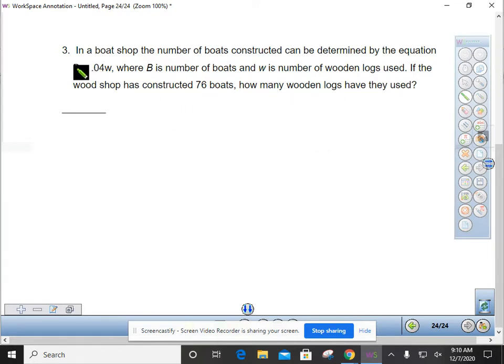Do they give me the equation? Yes. What does B stand for? Boats. What does W stand for? Wooden logs. What other information do they give me? 76 boats. So where, if I were to rewrite this, do you think the 76 goes? Where the B is or where the W is? Where the B is. Because boats. 76 equals 0.04 W. What is the constant? 0.04. It's the number in front that you are multiplying the thing by. Okay, this is what never changes.